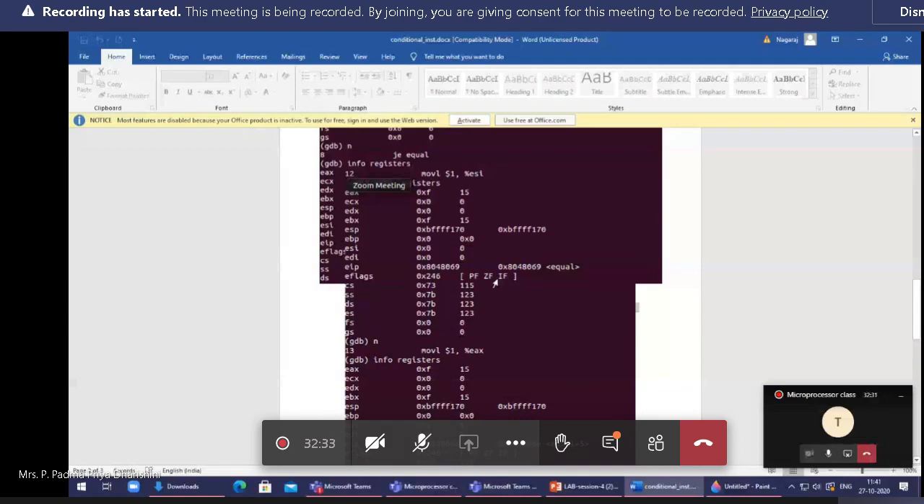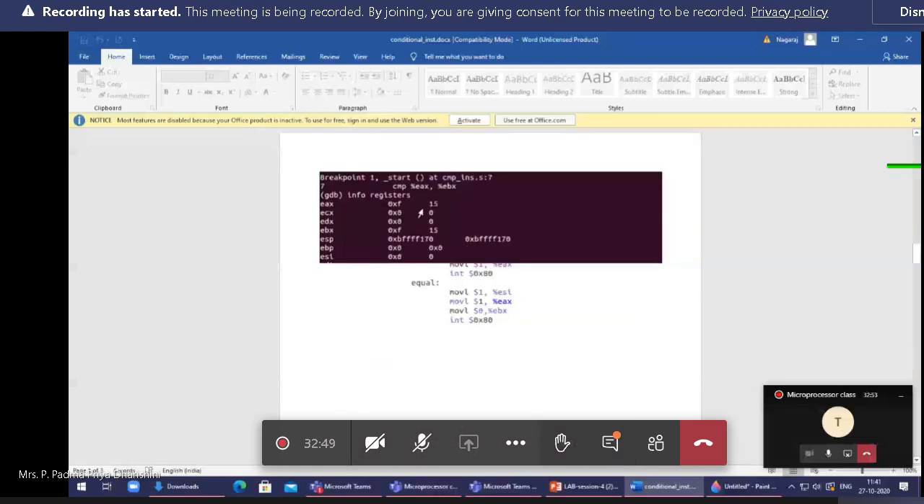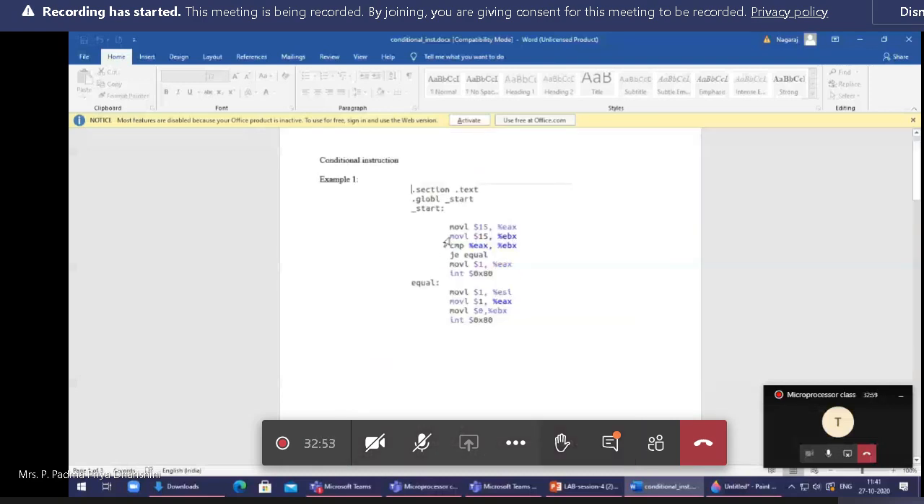Now after that, what will happen? Your execution would jump to the location equal, correct? Till this compare instruction, it is the same sequential execution. First it will execute the MOVL 15 to EAX. Next it will execute the next instruction, that is MOVL 15 to EBX. Next it will execute the compare instruction.